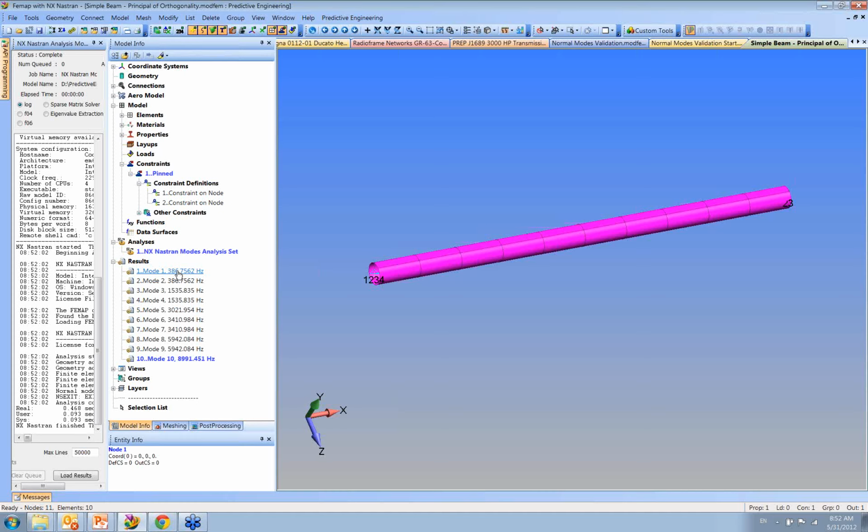And this can be a great debugging tool for running your models. If you have singular matrices in a standard static linear stress analysis, and it kicks back and says you have mechanisms and pivot ratios, and the model is not gigantic, it might be faster just to run a normal modes analysis and find out where the mechanisms are in the model, where things are unattached.